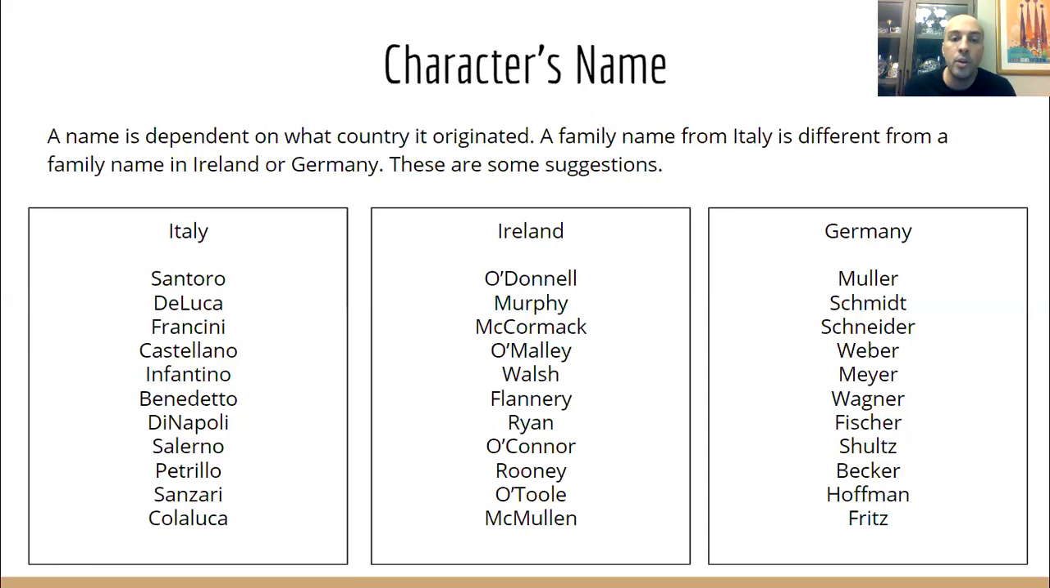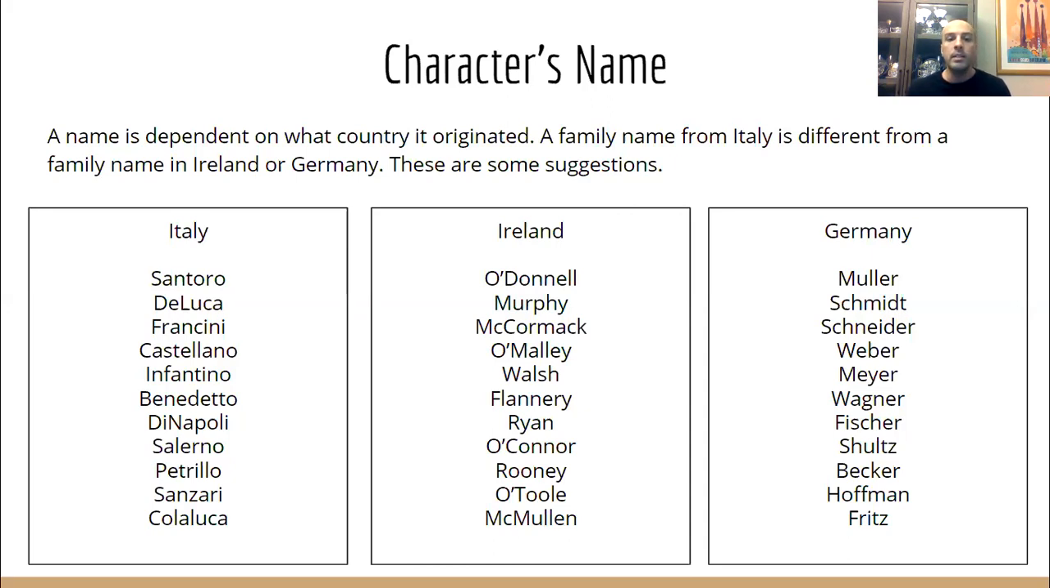So it's important that your research from the immigration website is accurate and makes sense and is able to be interwoven into your story in a way that makes sense and is accurate at the same time. So let's start with the character's name. A name is dependent on what country it originated. A family name from Italy is going to be very different from a family name from Ireland or Germany.